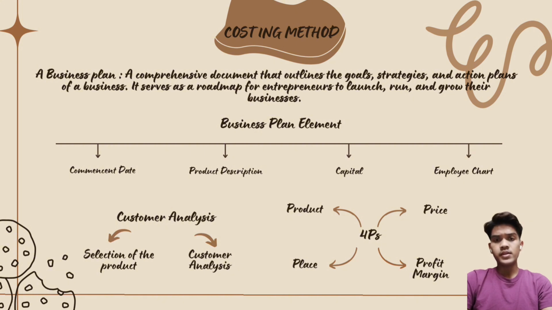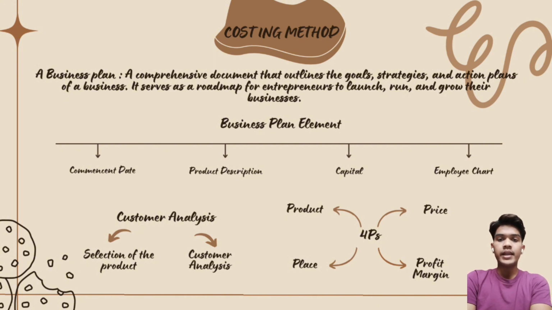A business plan is a comprehensive document that outlines the goals, strategies, and action plan of a business. It serves as a roadmap for entrepreneurs to launch, run, and grow their business. The business plan has 4 elements that I want to highlight. Among them are company date, product description, capital, and employee chart.